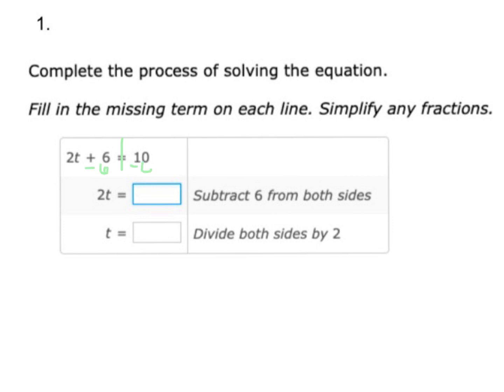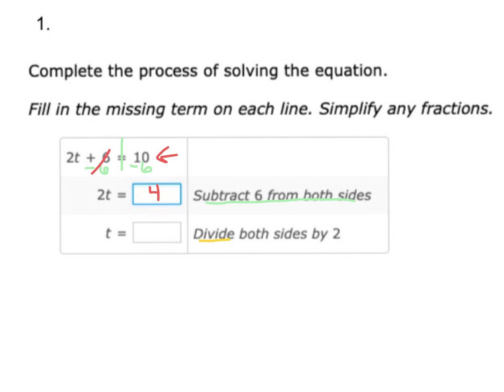So in our first step, it tells us that we'll subtract 6 from both sides. So when I do that, a positive 6 and a negative 6, that cancels out, that becomes 0. And then on the right side of the equation, 10 minus 6 equals 4. So in the first space, I would fill in a 4.